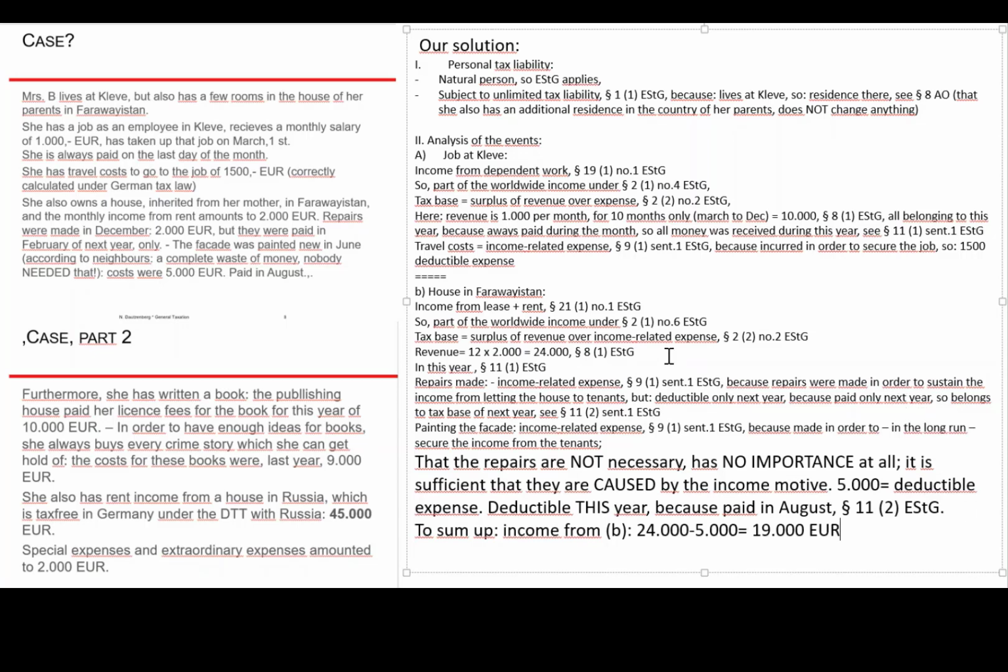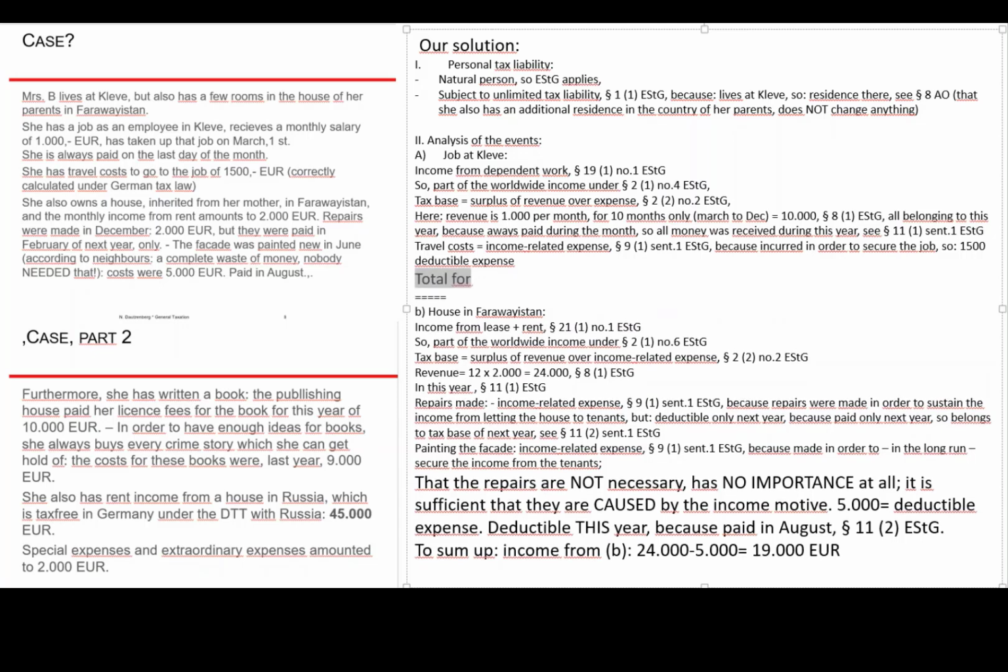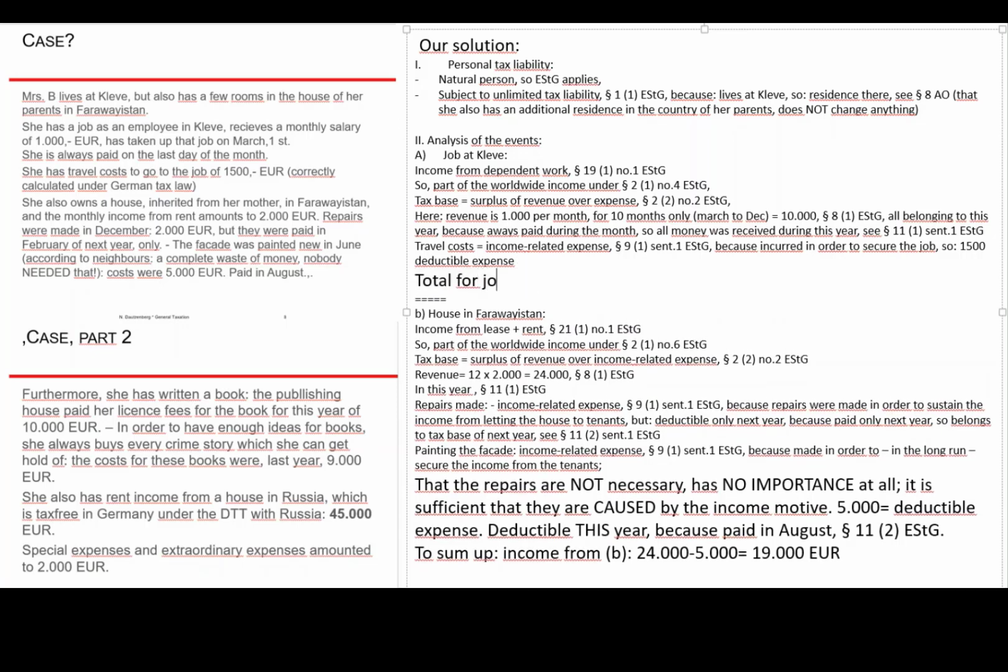By the way, we should also add the total for the job at Kleve. I make that visible again for you. Total for job at Kleve: 10,000 minus 1,500, that's 8,500. At least I hope so. Good, and that's it. Now let's go on.